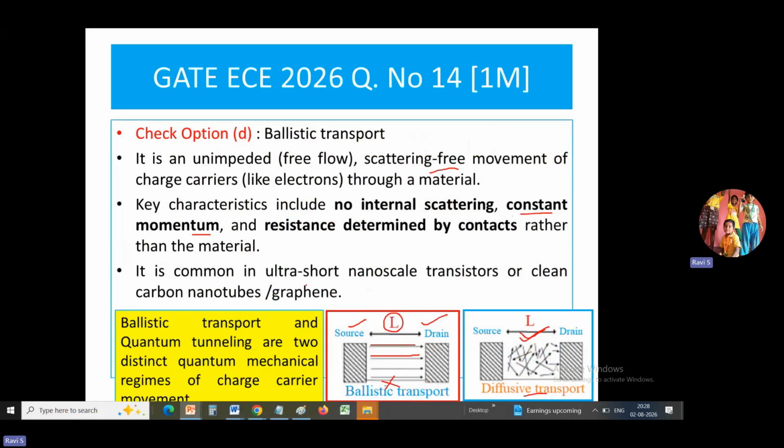Ballistic transport takes place only in ultra short nanoscale transistors and clean carbon nanotubes or graphene based devices. So ballistic transport is an incorrect option. Option C is the correct one.